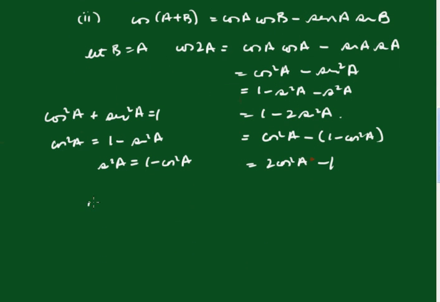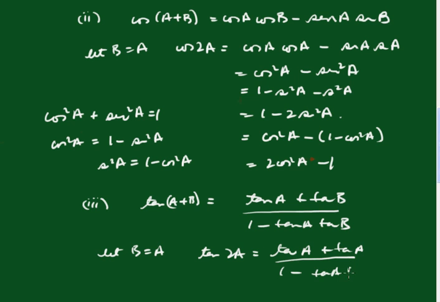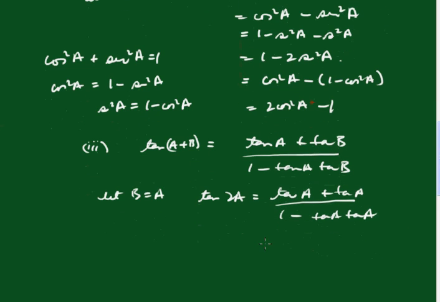Finally, part 3, same sort of thing. We know that the tan of A plus B equals the tan of A plus the tan of B over 1 minus tan A tan B. So again we just let B equal A, and we get the tan of 2A equals the tan of A plus the tan of A all over 1 minus tan A tan A, which of course is the result 2 tan A over 1 minus tan squared A.